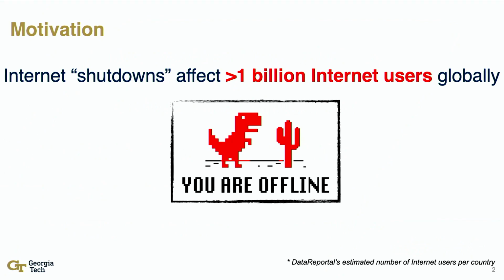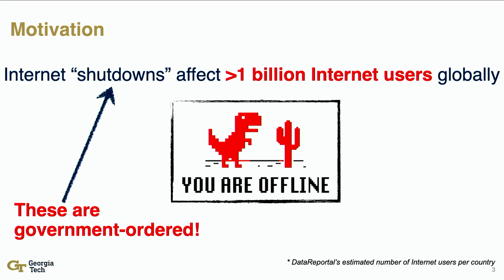So in the last few years, more than 1 billion people around the globe have been impacted by internet shutdowns. And to be clear, when I say internet shutdowns here, I am referring to instances where governments intentionally completely cut off internet access across an entire country.